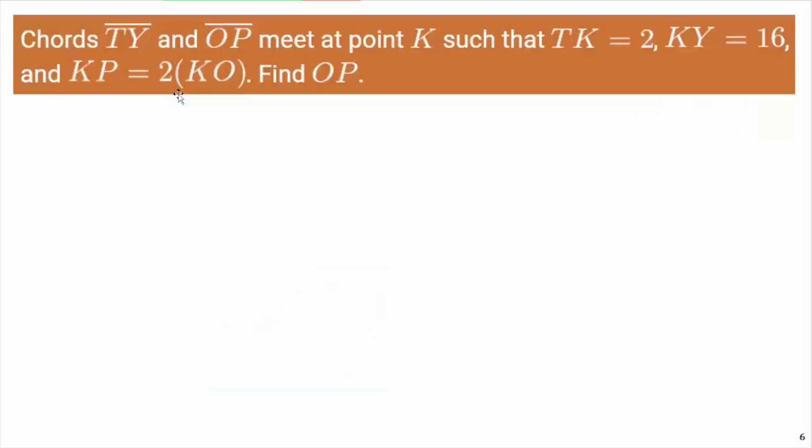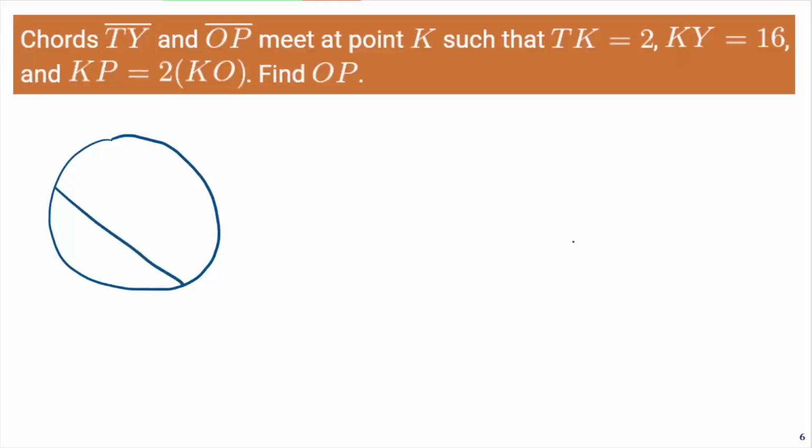Okay, next let's consider a quick quiz. Chords TY and OP meet at a point K such that TK equals 2, KY equals 16, KP equals 2 times KO. Can you find OP? Okay, first let's do a quick sketch to illustrate the situation here. So we have a chord TY, another chord OP. They meet at some point K.